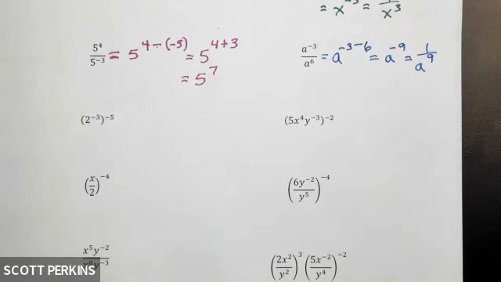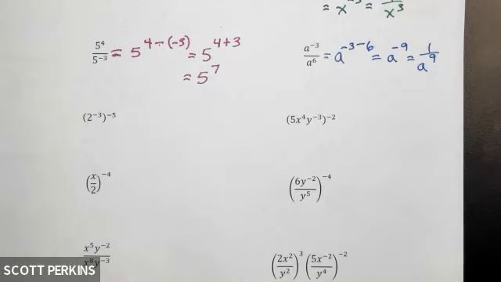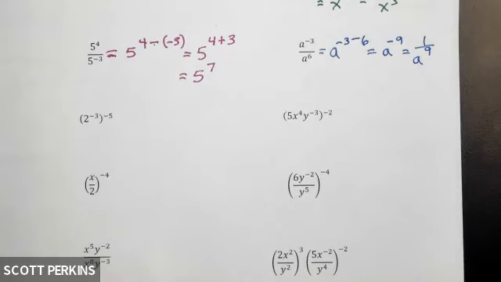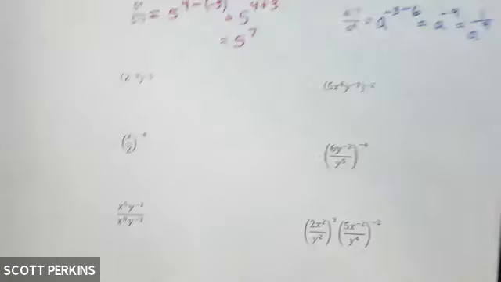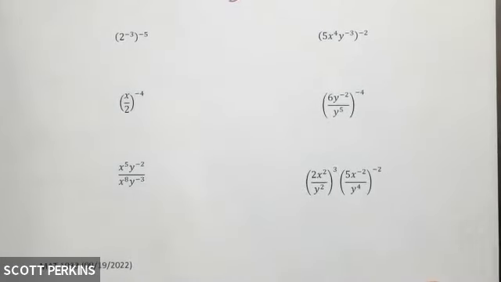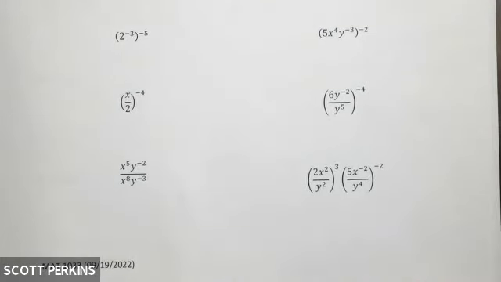Next couple problems are examples of the power rule. So remember, when you have a power raised directly to a power, you multiply. Okay, so do the next problem, which is 2 to the negative 3rd raised to the negative 5th.